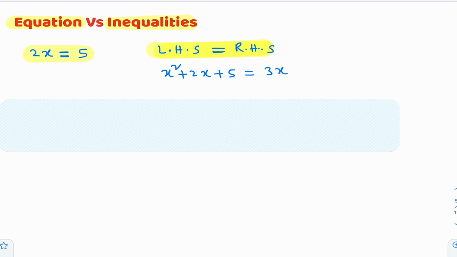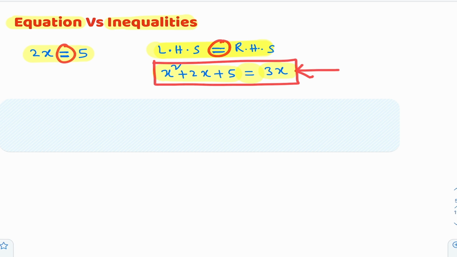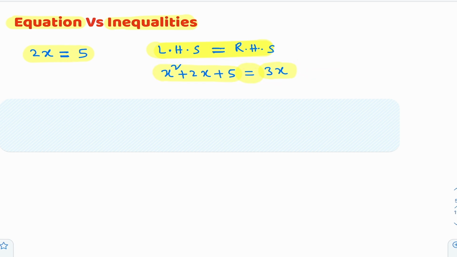Actually here two quantities are there. See, the left hand side part is x square plus 2x plus 5, and the right hand side part is 3x. To relate these two things, I used the symbol equal. So what is this? This is an equation. Further, we can simplify this. Between two real numbers or two algebraic expressions, if we use the symbol equal, then it forms an equation. I hope you understand.